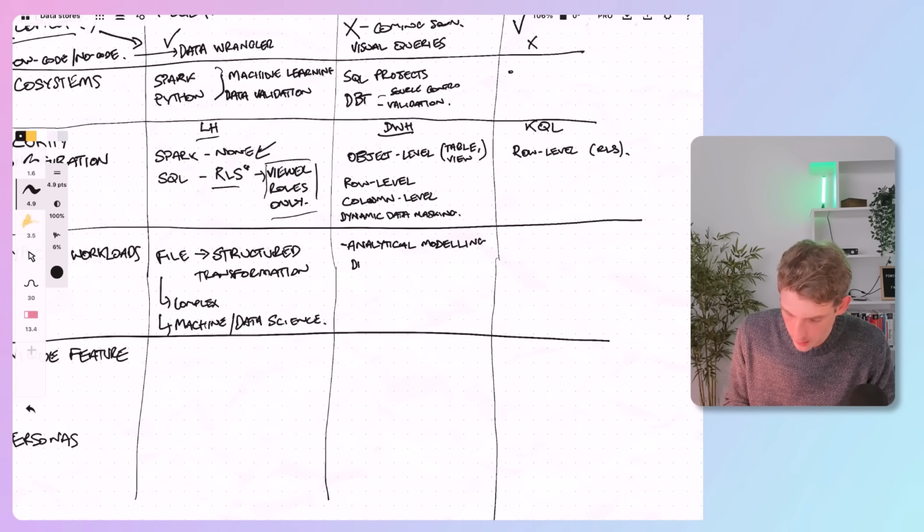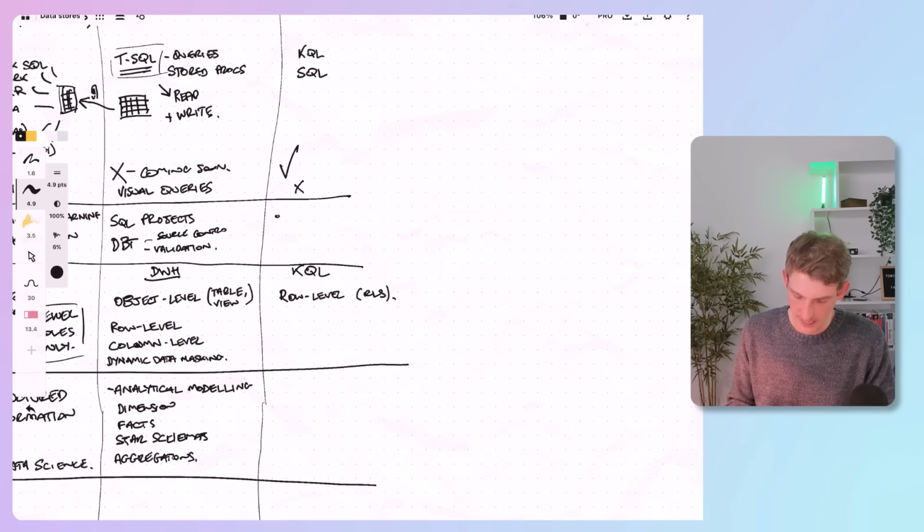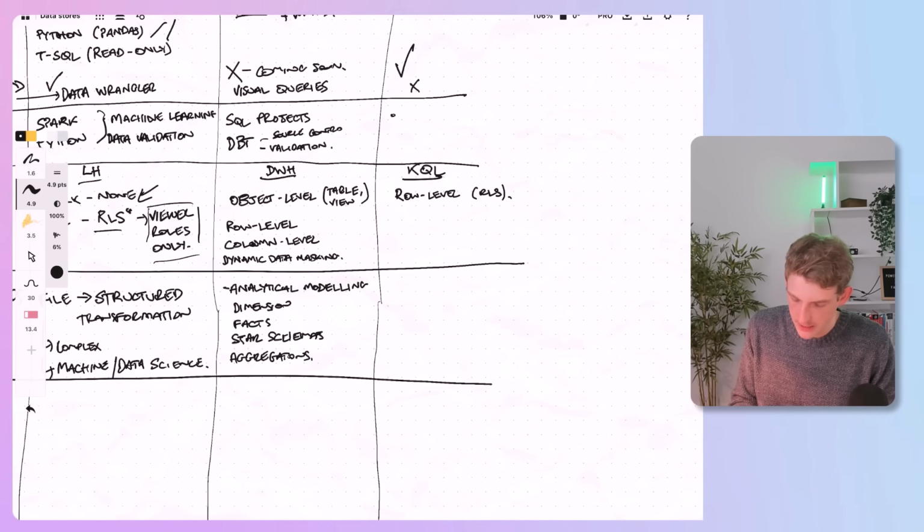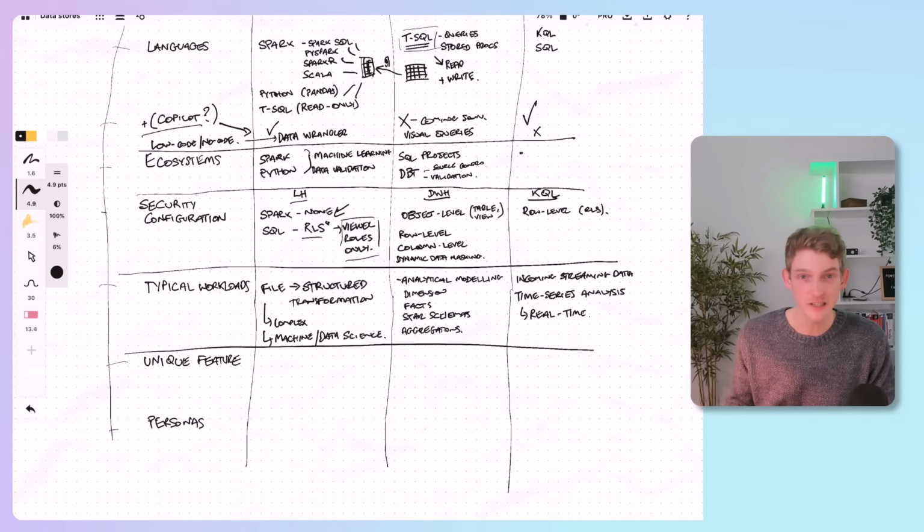Now the data warehouse here, some typical workloads, we're going to be doing analytical modeling, normally in preparation for Power BI. So like dimension creation, facts, star schemas, creating all that stuff, aggregations, all of that. And for the KQL, obviously the main workload is for incoming streaming data. It's got a lot of inbuilt functionality for time series analysis. Now obviously you can use Python for time series analysis, but what I mean by time series in this instance is time series on real-time data as it comes into the system, right? Not just in a batch processing style time series analysis.